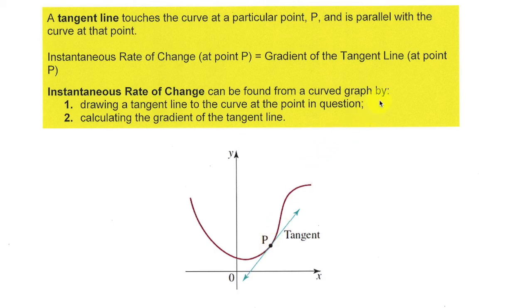And that's what we're saying here. So the instantaneous rate of change can be found from a curve graph by firstly drawing a tangent line to the curve at a particular point that you're interested in, and then use that tangent line and calculate its gradient. And therefore what we can say is that the instantaneous rate of change at point P will equal the gradient of the tangent line at point P.